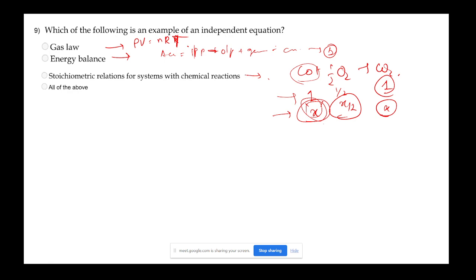So obviously you will have the equations from this also. So yeah, all these are a set of independent equations. So all of the above is the correct answer for this question. I hope it is clear so far.